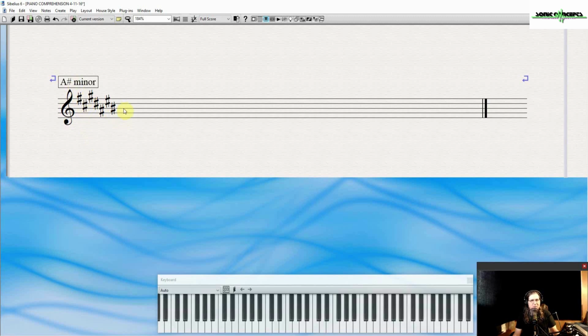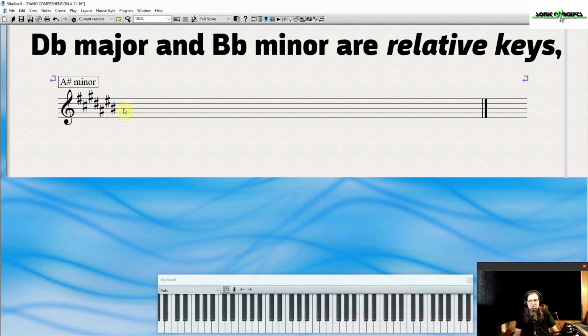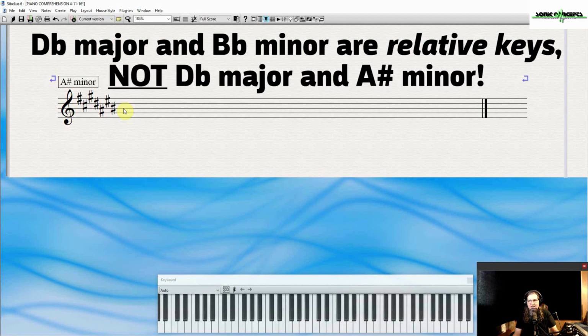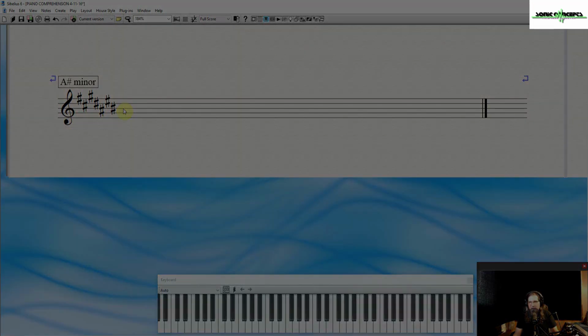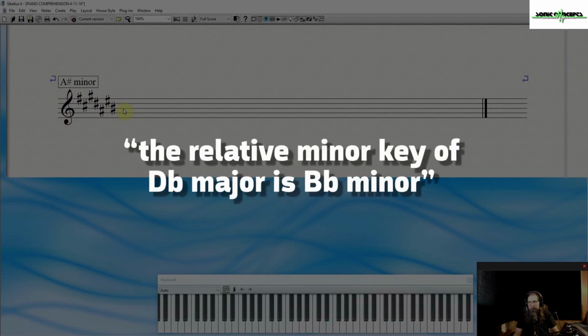Therefore, even though the B-flat natural minor and A-sharp natural minor scales are enharmonically the same, they create different key signatures. One has 7 sharps while the other one has 5 flats. So D-flat major and B-flat minor are relative keys, not D-flat major and A-sharp minor. A proper way of referring to relatives might be to say that the relative minor key of D-flat major is B-flat minor, or the relative major key of B-flat minor is D-flat major.